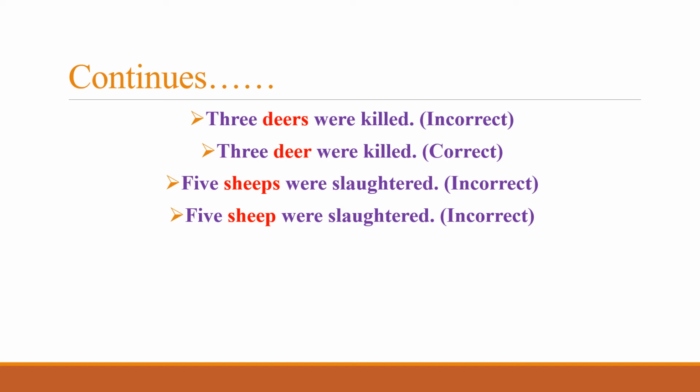In order to correct it, we need to remove s, because in both cases it would have the same form. So instead of 5 sheeps were slaughtered, the correct expression would be 5 sheep were slaughtered. This is the correct appearance of the sentence, as no s is required in either singular or plural. It would be sheep.